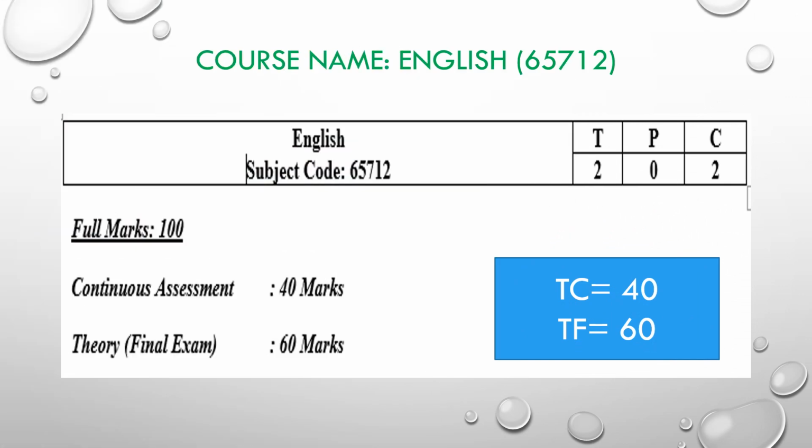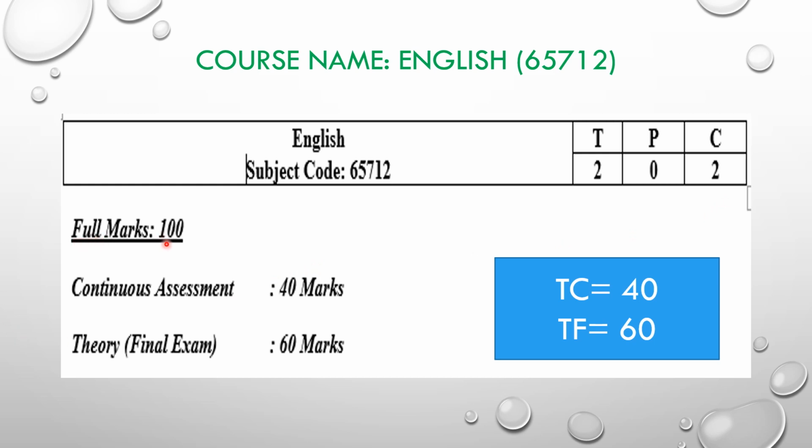The distribution of this course. Here on the right side you can see TPC, three letters. T is for theory, P is for practical, and practical is 0, that means you have no practical class this semester. And C is for credit. What is credit? Credit is the name of a unit. By this unit, we can measure the subject, how much marks you have to achieve. One credit equals 50 marks, so two credits equal 100 marks.